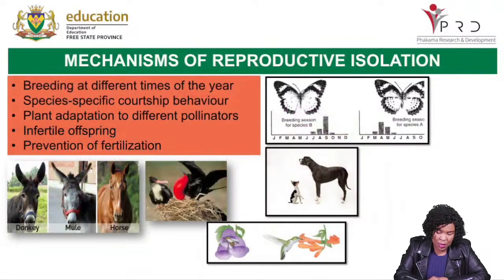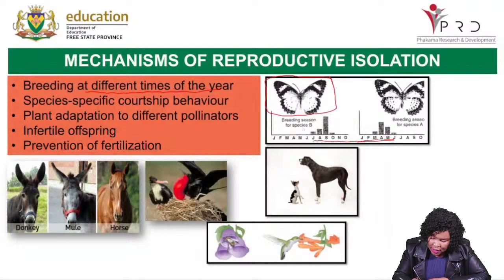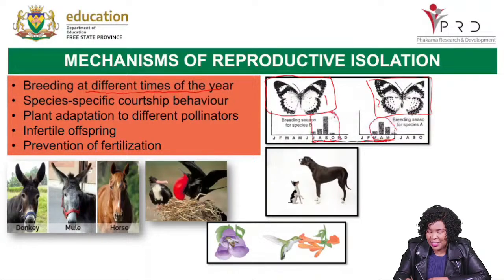So the first one will be breeding at different times of the year. When you look at this diagram here of these butterflies, you see this first butterfly, its breeding season is January, JASO. And for the second one, when is the breeding time? You see, that will be here, MAMJ. So the months, May, April, June, are not the same. So the breeding at different times of the year.